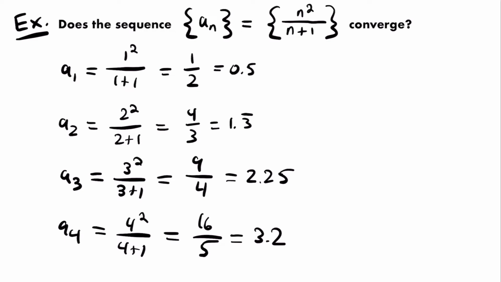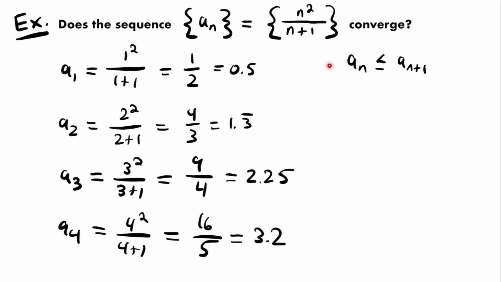Our inequality will look a little bit different though, because these terms aren't decreasing like our previous sequence. These terms are increasing. And so what we want to show is that a sub n is less than or equal to the next term, a sub n plus 1. So for our sequence, we want to show that a term a sub n is going to be less than the next term because it's increasing.